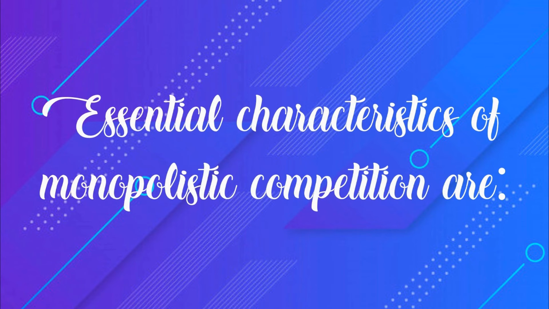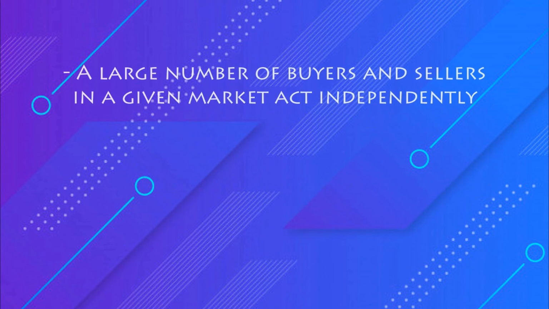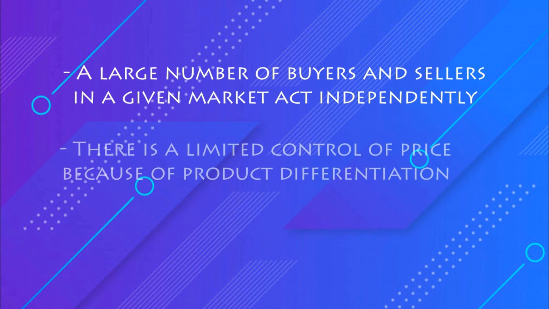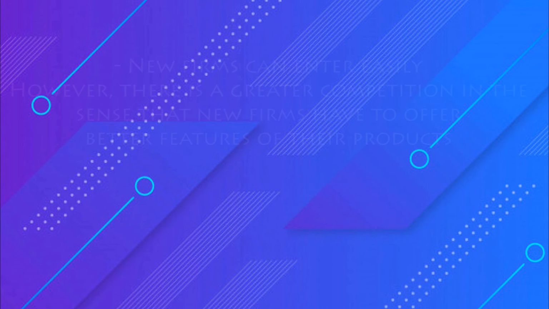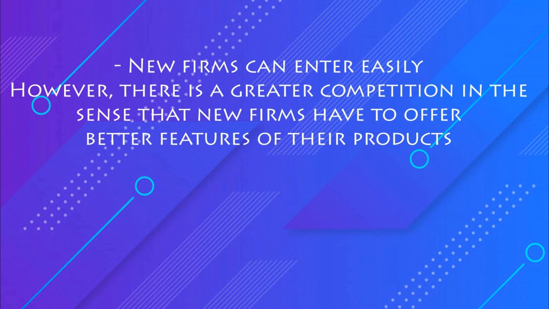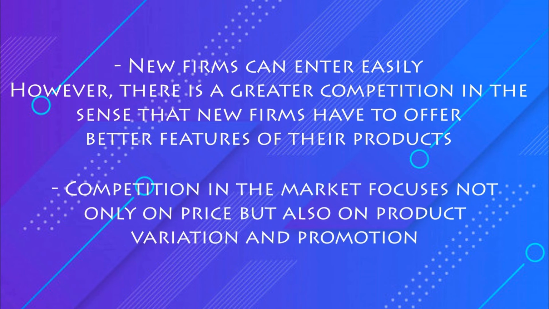Essential characteristics of monopolistic competition are a large number of buyers and sellers in a given market who act independently. There is limited control of price because of product differentiation. Sellers offer differentiated or similar products but not identical products. New firms can enter the market easily. However, there is greater competition in the sense that new firms have to offer better features in their products. Competition in the market focuses not only on price but also on variation and promotion.